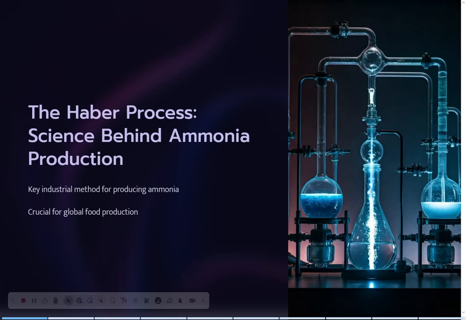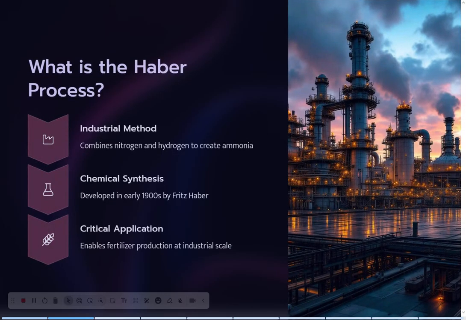Today, I'll be presenting my science project on the Haber process, which is a super important industrial process used to make ammonia, something that affects what we eat every day, even if we don't realize it. The Haber process is the way industries make ammonia from nitrogen and hydrogen gases. It was invented by Fritz Haber in the early 1900s and changed the world.